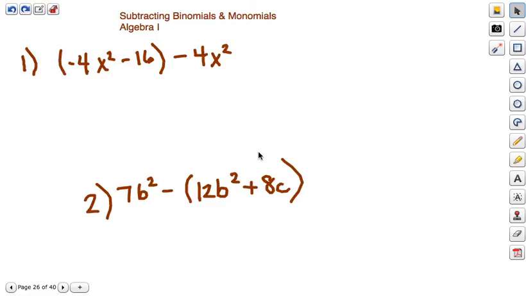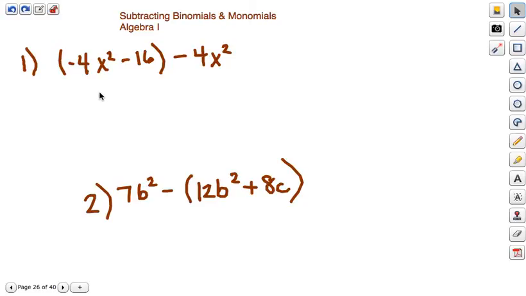Hi, this is a four-problem preview to subtracting binomials and monomials. Let's look at the first example. Number 1, we have negative 4x squared minus 16 minus 4x squared.